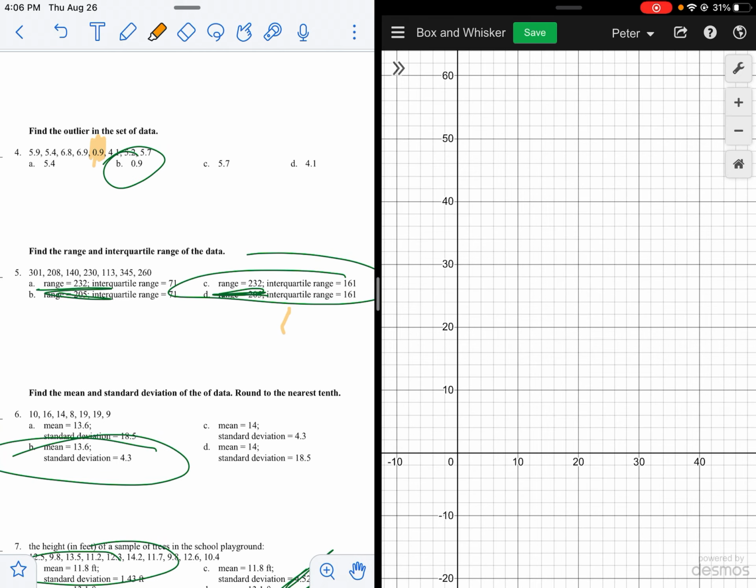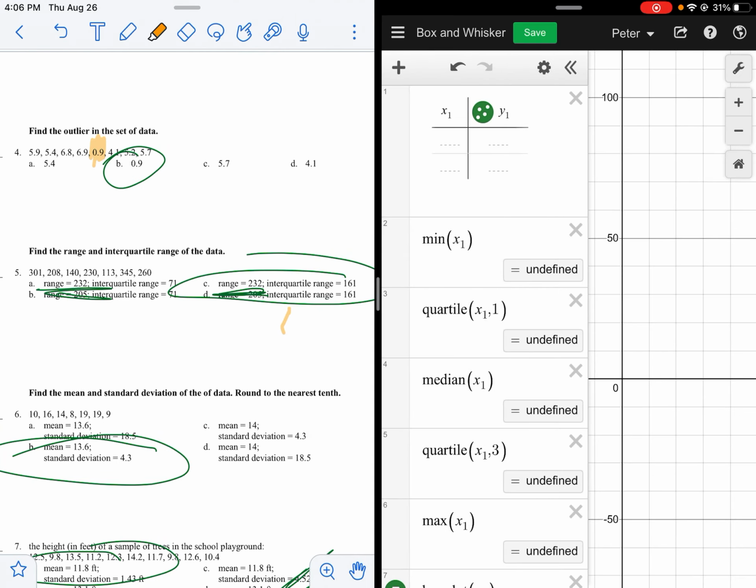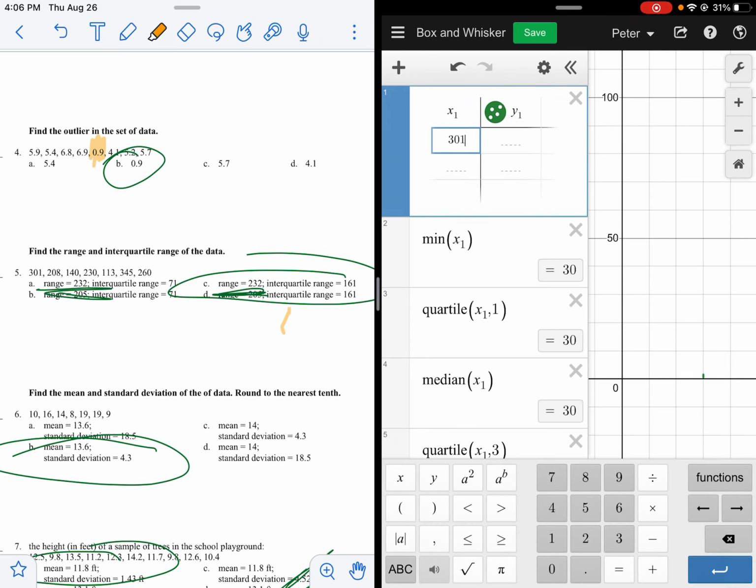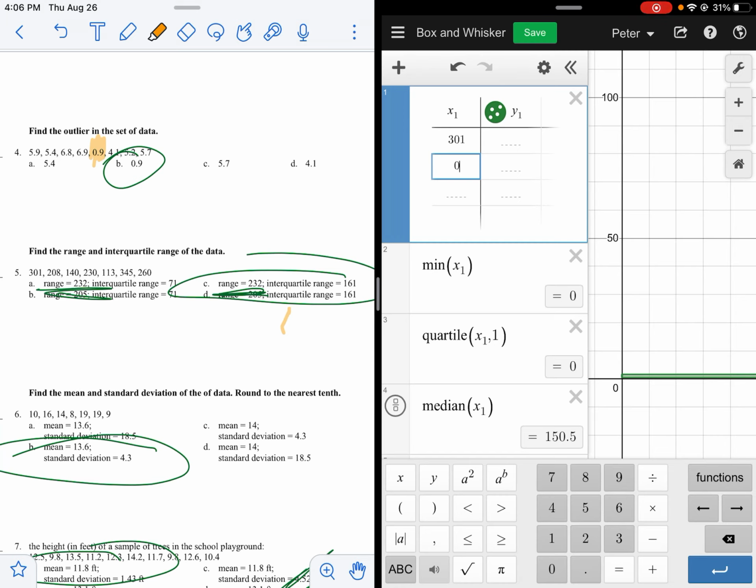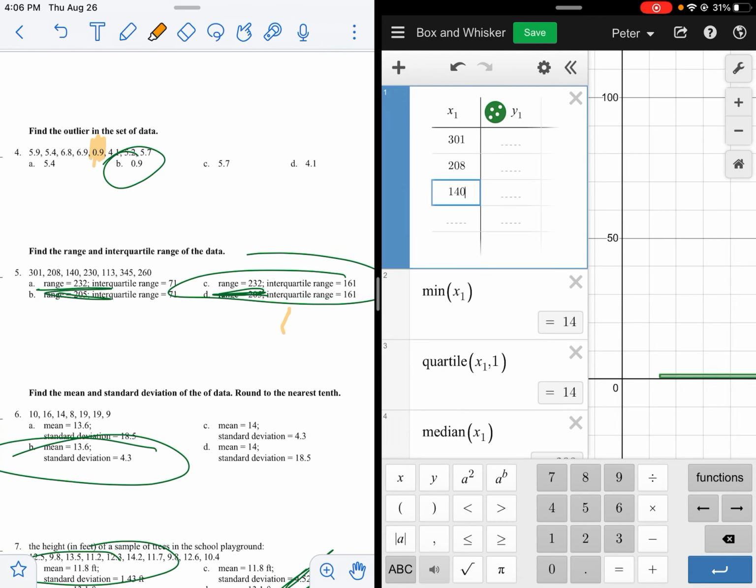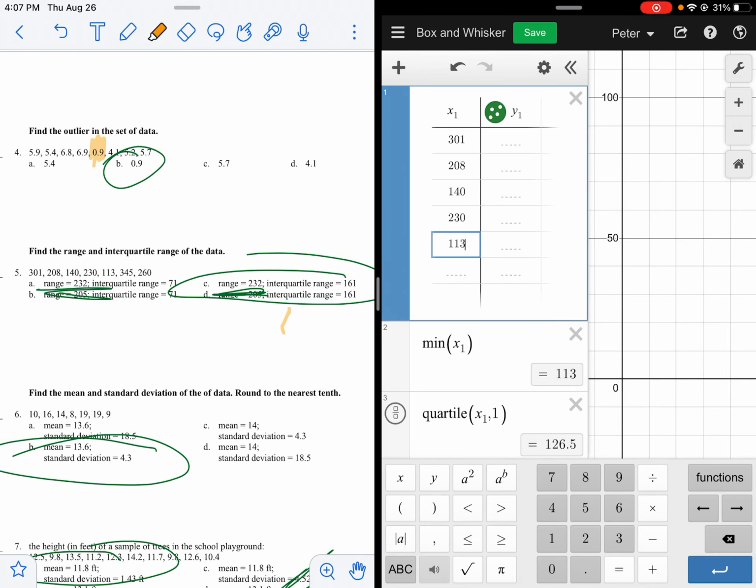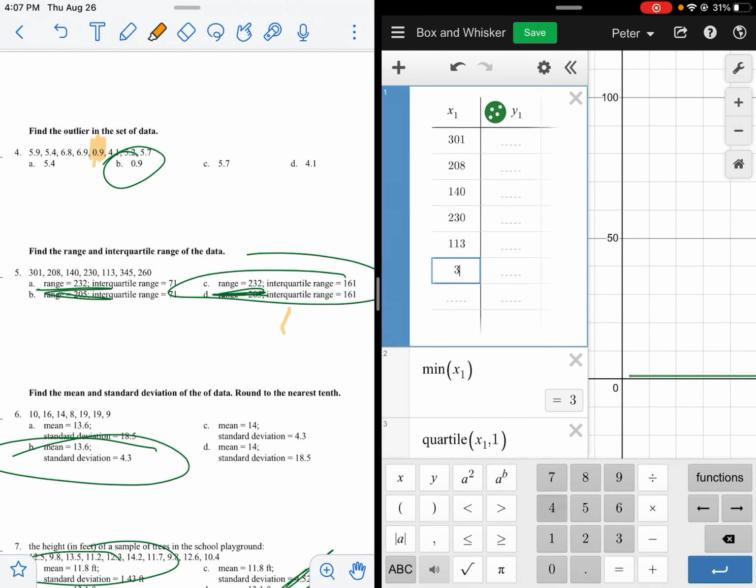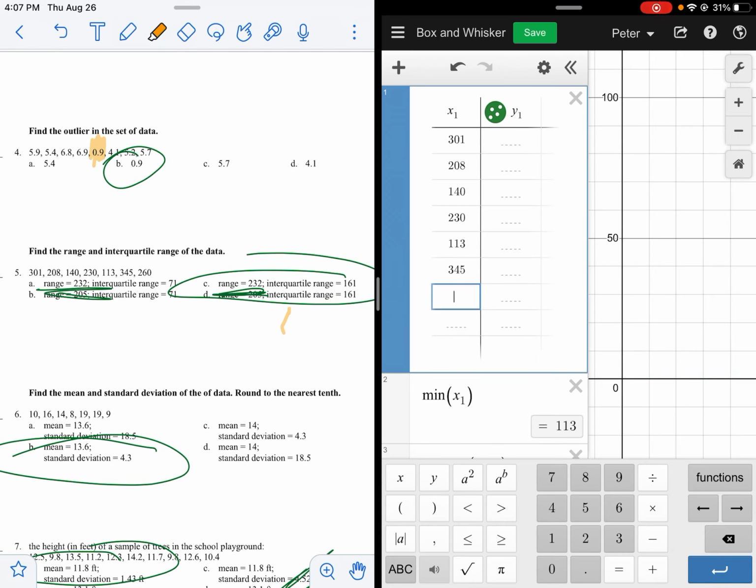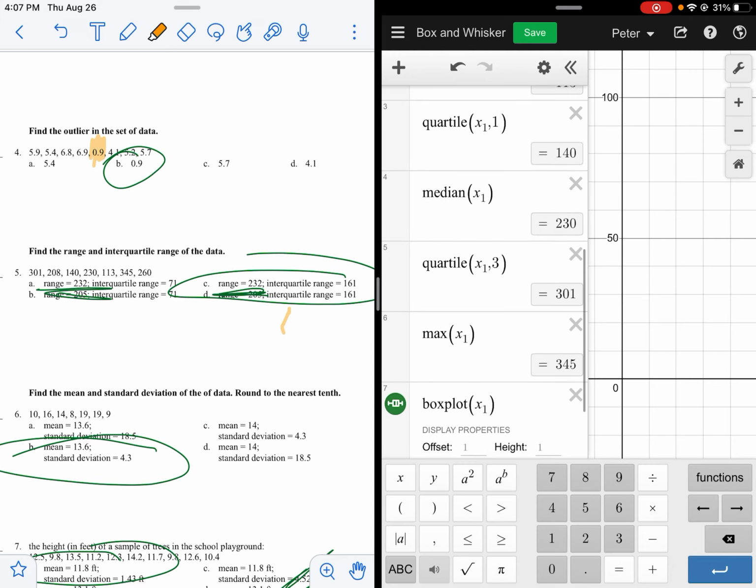All right, find the range and the interquartile range. So you use this graph. I guess we could do this one. 301, 208, 140, 230, 113, 345, 260.